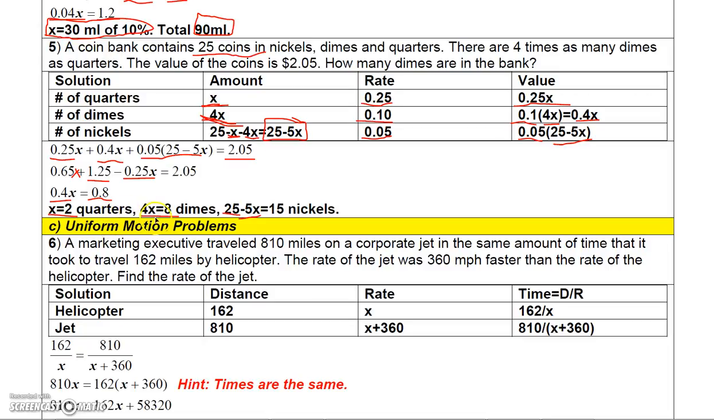And notice that the number of dimes is 4 times the number of quarters. And notice that if you have a total of 25 coins, if you take 2 plus 8 plus 15, you get 25 coins. So that's how you would solve that problem. That actually can be solved using 2 equations, but we're not to that point yet. But that's how you solve mixture and money problems. We'll talk about uniform motion problems on the next video.